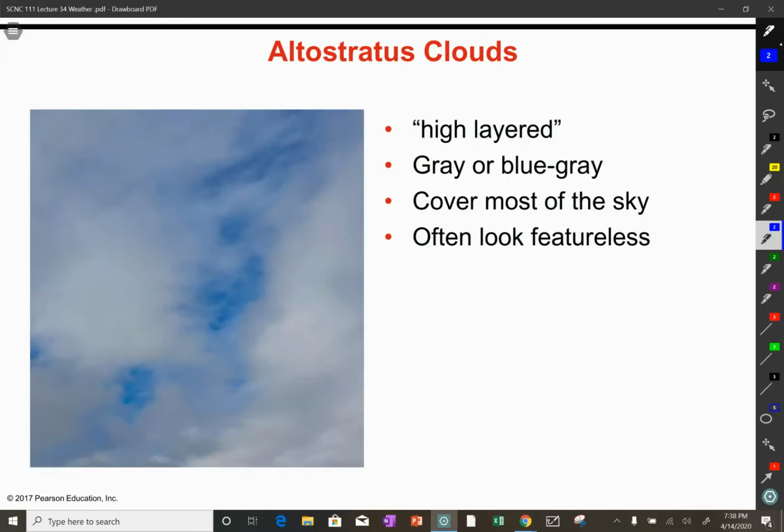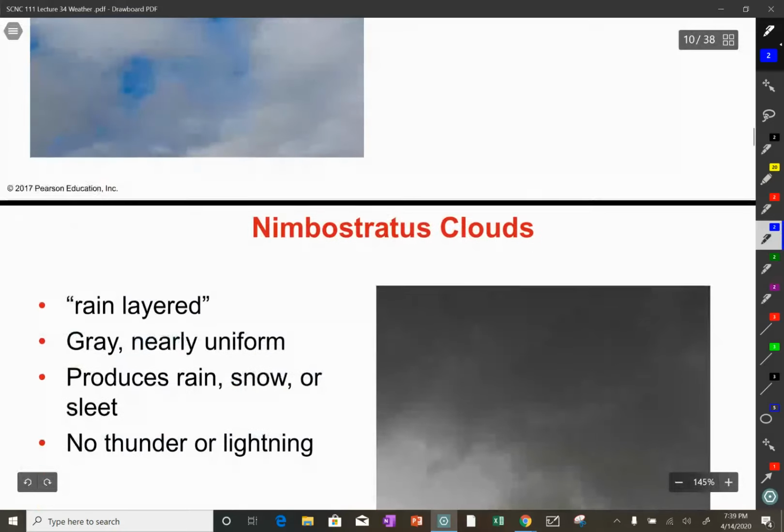Altostratus. Stratus means layered, alto is high, so they're high layered. Gray or blue-gray. So they're darker in color, and they will cover most of the sky, and they look fairly featureless. So when the sky is gray, all the leaves are brown, and the skies are gray, you've got altostratus.